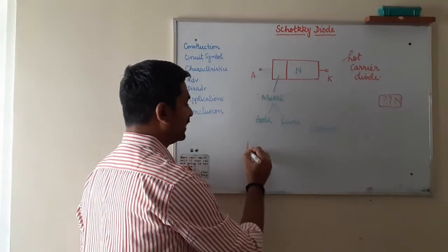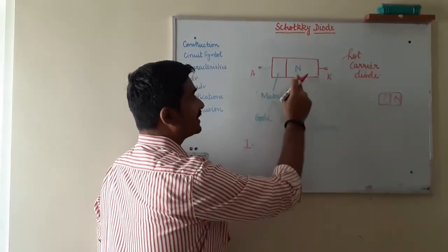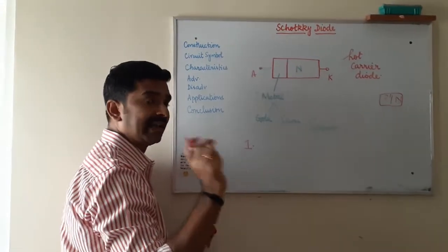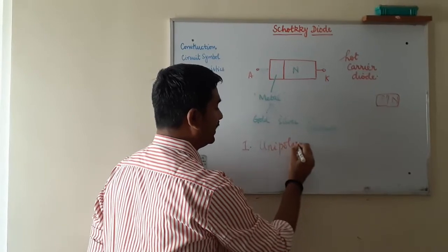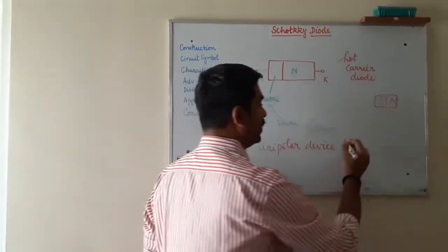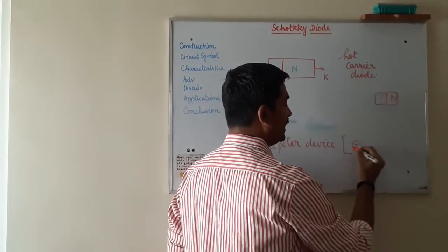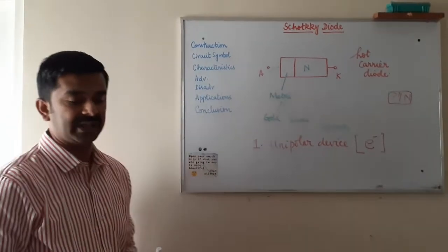The first thing is that இதுக்கு வந்து as they are going to be made up of only one single carrier, it becomes a unipolar device as current is going to be because of only one majority carrier, and here it is because of electrons. So this is the first feature that we will have.